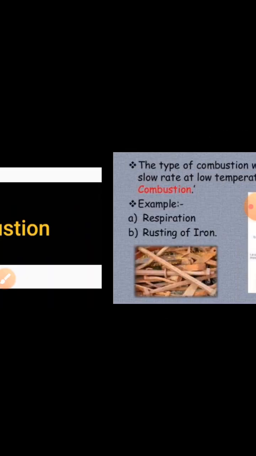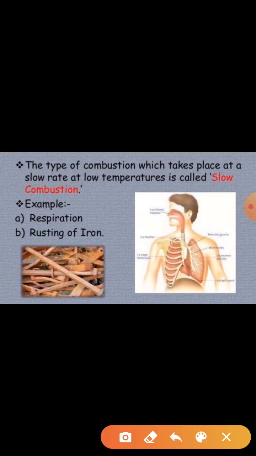Now let us get started with slow combustion. What happens in slow combustion? It is a type of combustion which takes place at a slow rate and low temperature. It is called slow combustion. Example, respiration, as you can see here, and rusting of iron, as you can see here. It is a very slow process, so it is known as slow combustion.